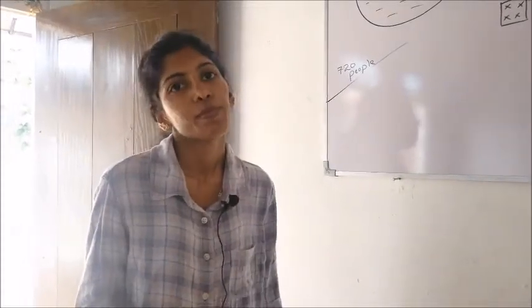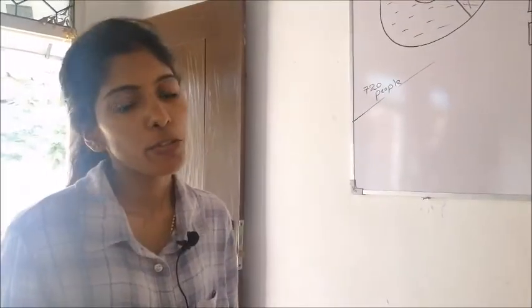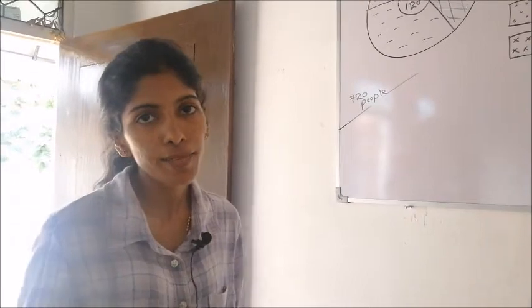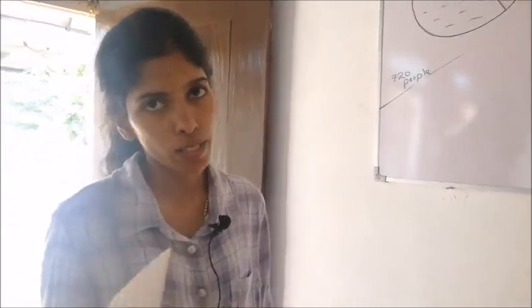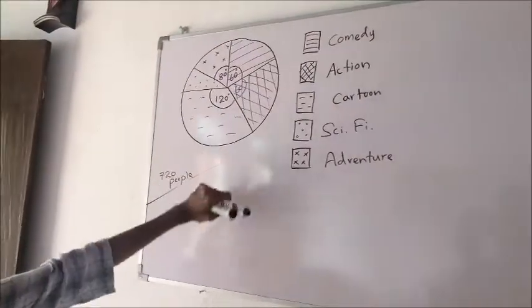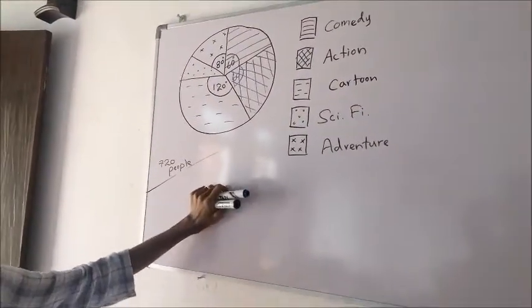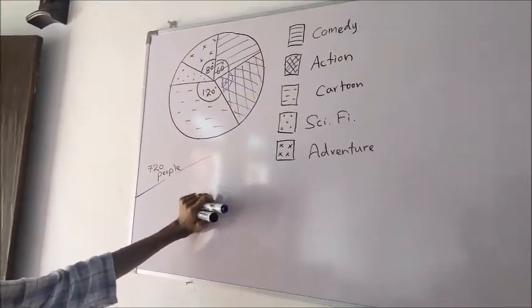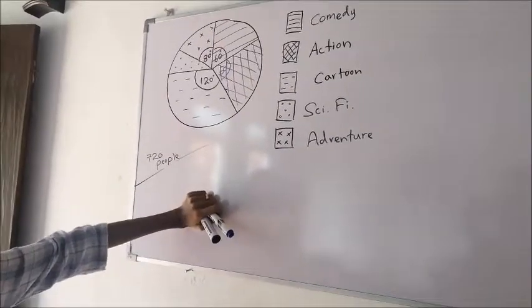Okay children, earlier we learned how to draw a pie chart when we are given information or data, right? Now we are given the pie chart with some angles. So with the help of this, we are going to extract information, right?